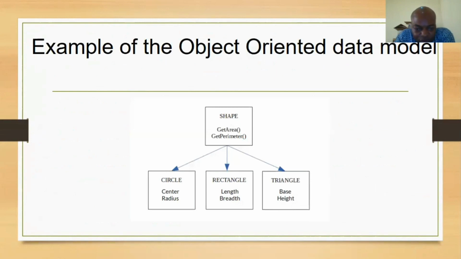So we have shape, circle, rectangle, and triangle. Just using this as an example. So get area, get perimeter, get the area of a circle, get the area of a rectangle, and get the area of a triangle. Of course, to get the area, we compute with a base and height. In rectangle, we have length and breadth. In circle, we have a center and radius. Okay.